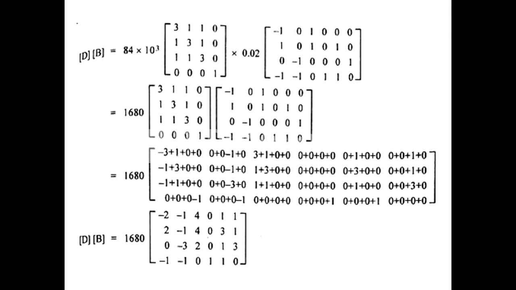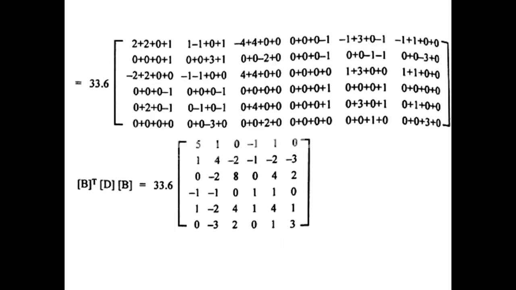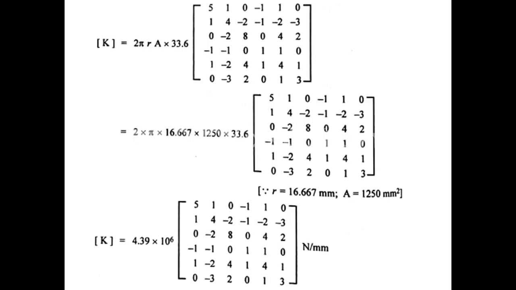And now we are using another term, B transpose, that means already we know B, so by the transpose we will get B transpose. All three matrices are going to be multiplied, and these values are substituted here. K is equal to 2 pi r A into B transpose DB into DB, right? So here we apply all the values, and we will get the K matrix in terms of Newton per mm. So this is another different type of problem.